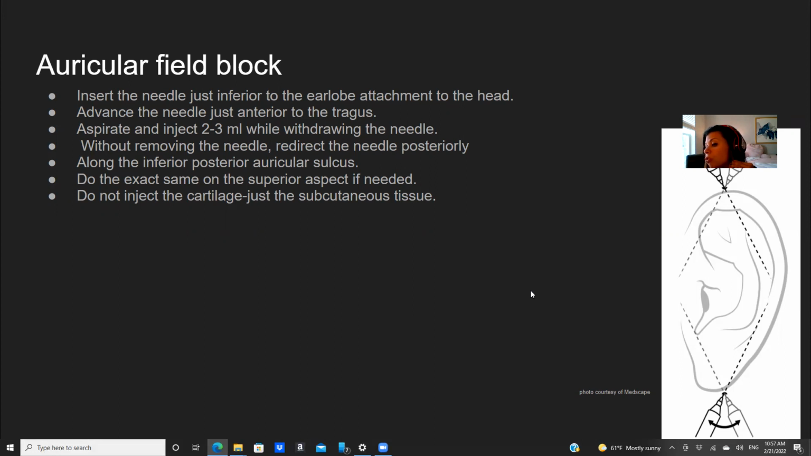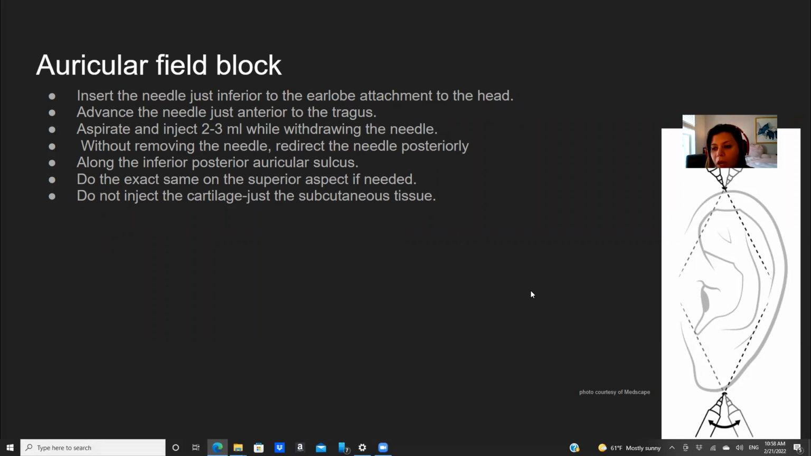You're going to withdraw the needle. Don't pull the needle all the way out. Reposition the needle, and you're going to go behind the ear without removing the needle along the inferior posterior auricular sulcus, and you're going to do the exact same technique. That will numb your lower half of the ear.